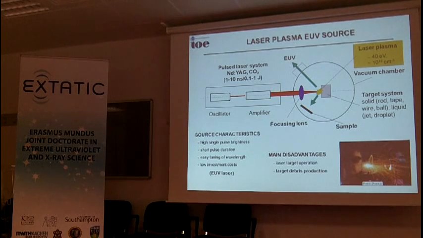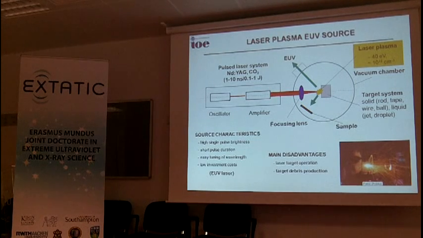However, this source has at least two main disadvantages. The first one is target operation. For a single shot, we can put any plate or whatever. But if we work with repetitive operation, we have to use some rotating disc, rotating rod, wire. You can find tens of solutions to this problem, sometimes very, very complicated, really.